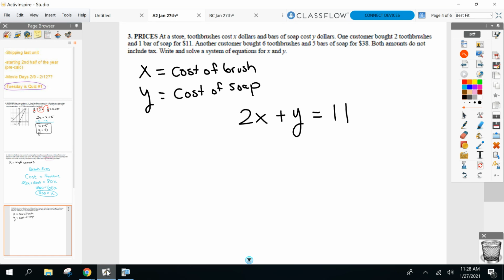It'd be 2x. Where are you getting the 2 from? Oh, wait, never mind. 6x. There you go, 6x. Plus 5y. Yep. Equals 38. Darn right. Good job, Colin.